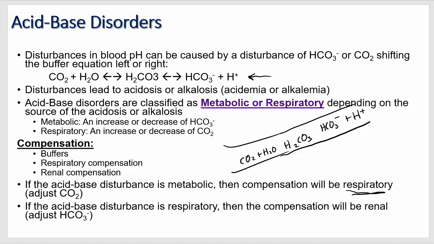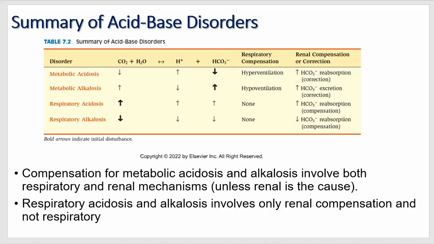Okay. So if the acid-base disturbance is respiratory, then the compensation will be renal. If it's respiratory, we already know the source of it. The source is the lungs, so we can't have a respiratory response. It's going to have to be a renal response to that. Okay. So I kind of said the same thing here. I did point out that compensation for metabolic acidosis could involve renal mechanisms if the kidneys aren't the cause of the problem, like if it's vomiting or diarrhea, something like that.